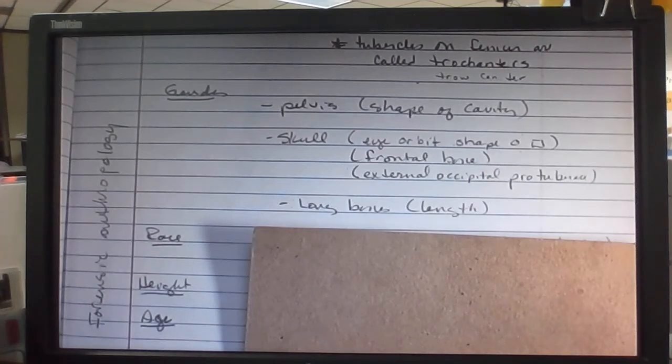Did it just shut down on you? Protuberance. Protuberance. Something that protrudes out, something that sticks out.